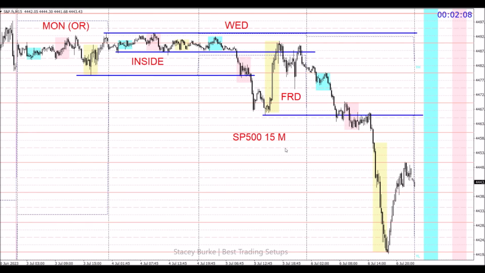S&P 500, this is a 15-minute chart. Monday was our opening range. We had our inside day again, July 4th, Independence Day. And then a breakout on day 3, similar to the NASDAQ. Breakout that reversed in the U.S. session, parabolic reversal, consolidation without taking out the high of the week.